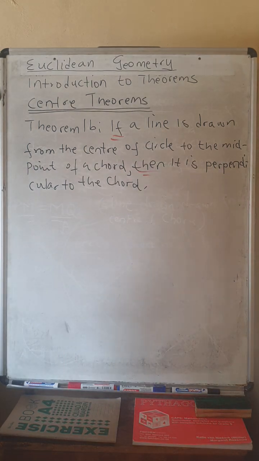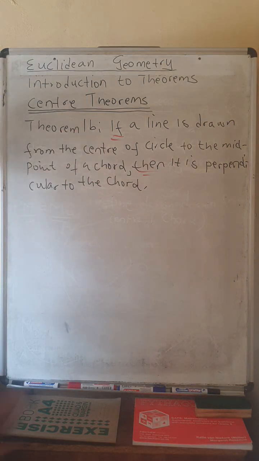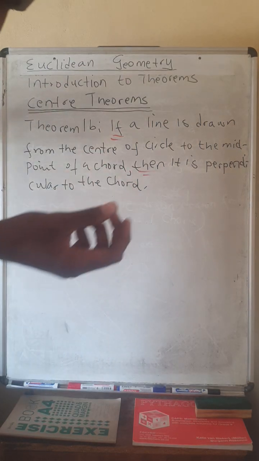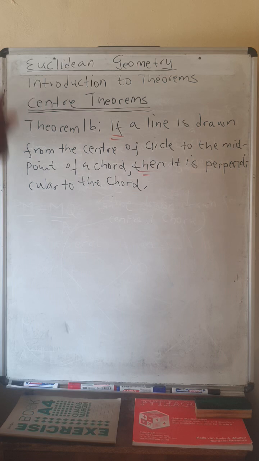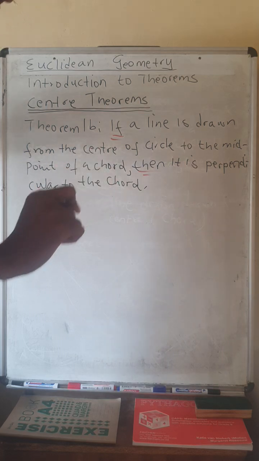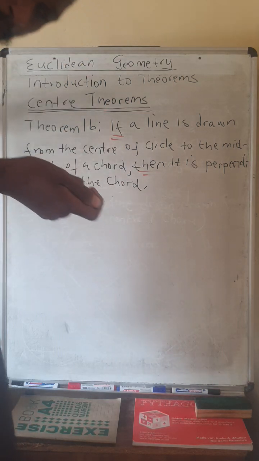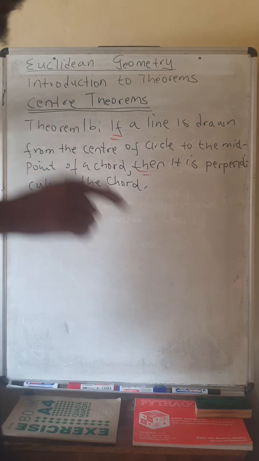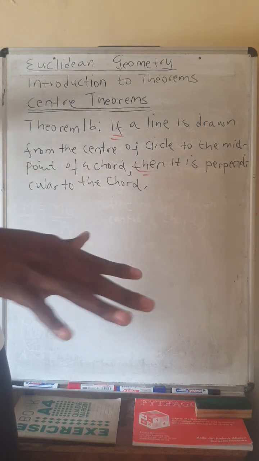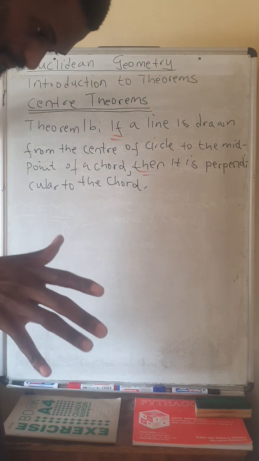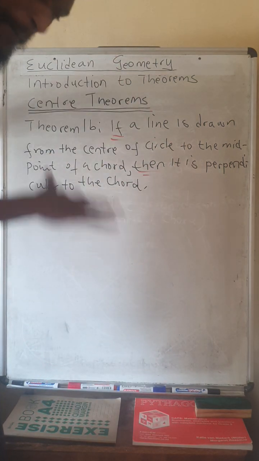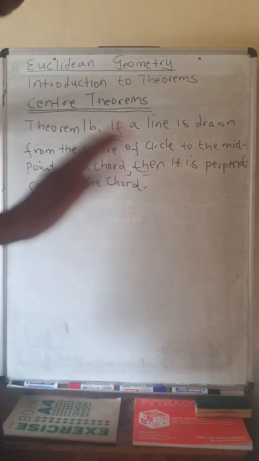Let's continue. Let us look at this theorem. Remember, we know the if part represents the condition, and the then part represents the conclusion. We can only conclude provided the condition was met. From the first theorem, they were telling you that every time you come across a situation where a line is drawn from the center perpendicular to a chord, as a result, that line will bisect the chord.